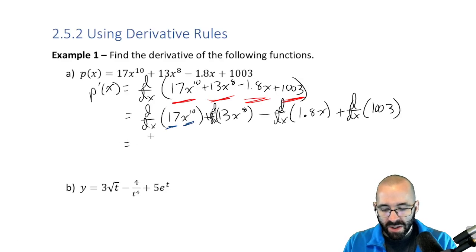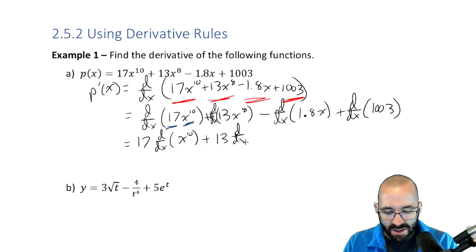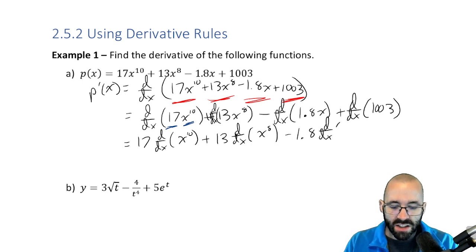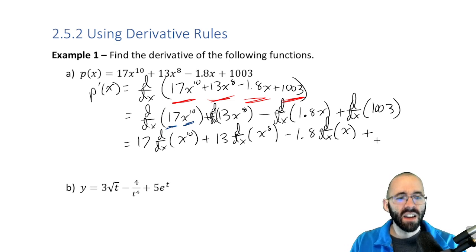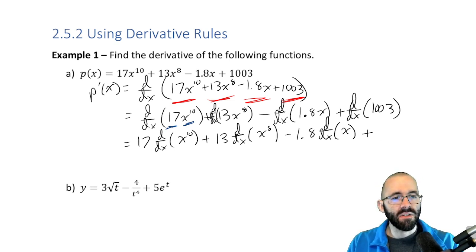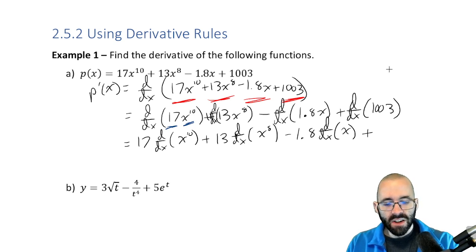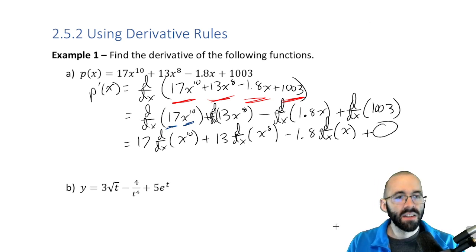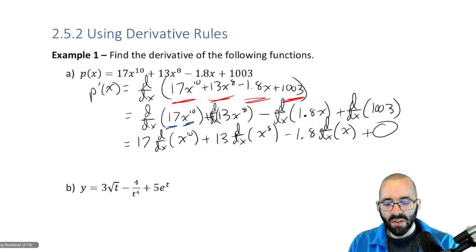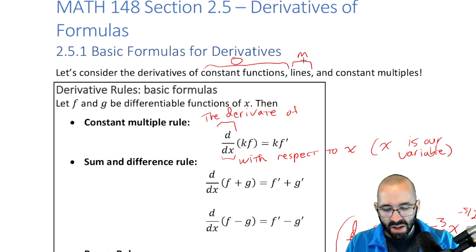So what is this really equal to? It's 17 times the derivative of the function x to the 10th, plus 13 times the derivative of this function, x to the 8th, minus 1.8 times the derivative of this function, plus, well, this last one's a constant. What is the rate of change of a constant function? Constant functions are flat lines. The derivative of a constant is 0. We said that up at the top here. Derivatives of constant functions are 0.